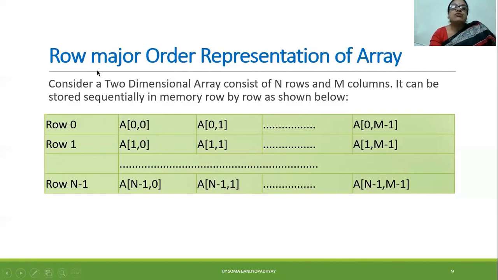That means a two-dimensional array consisting of n rows and m columns can be stored sequentially in memory row by row. First, this row will be filled up, then this row will be filled up, then this row will be filled up, and so on. And at last, the last row will be filled up.